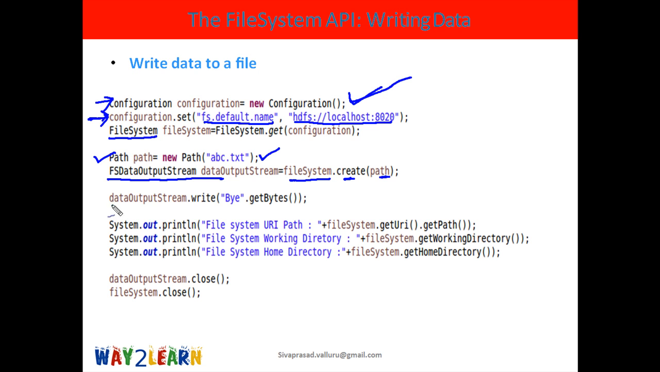Now dataOutputStream.write requires a byte array. So I just want to write a string by using getBytes. So it will write this into the stream. Now I am printing the file system's getUri().getPath(), which will give the URI path of the file system. getWorkingDirectory will give me the working directory of the file system. getHomeDirectory will give me the home directory of the file system, and closing it. You need to close, otherwise the data will not be flushed from memory. This is the way to write a file to the file system.